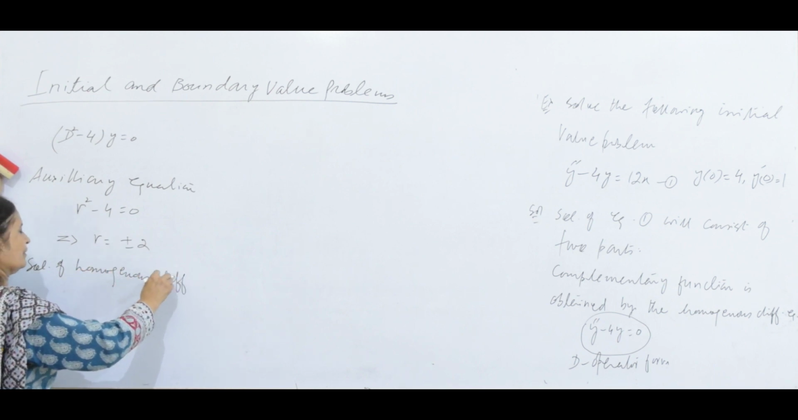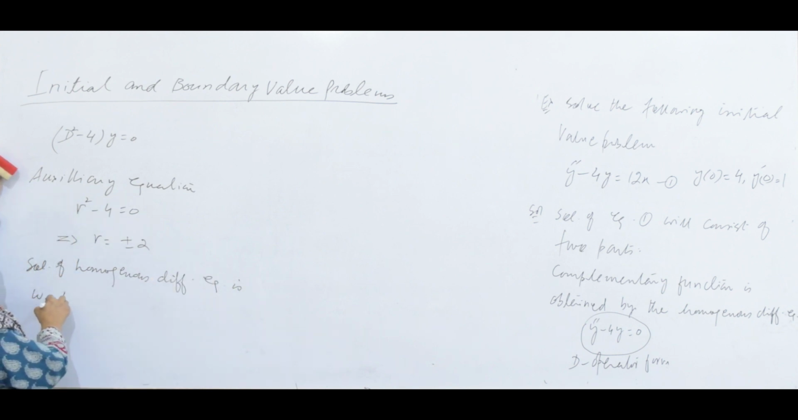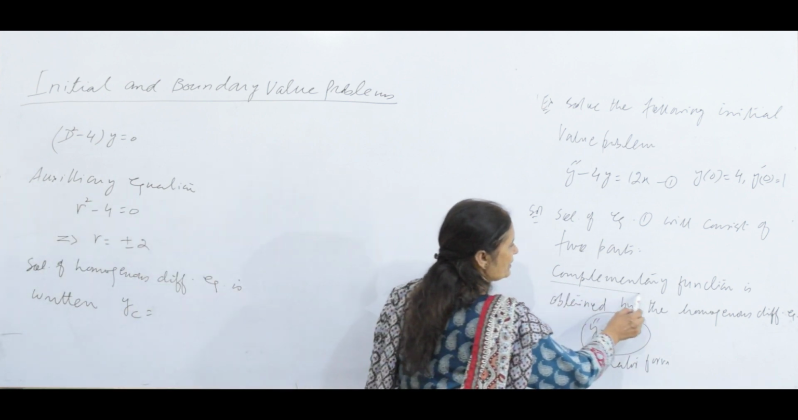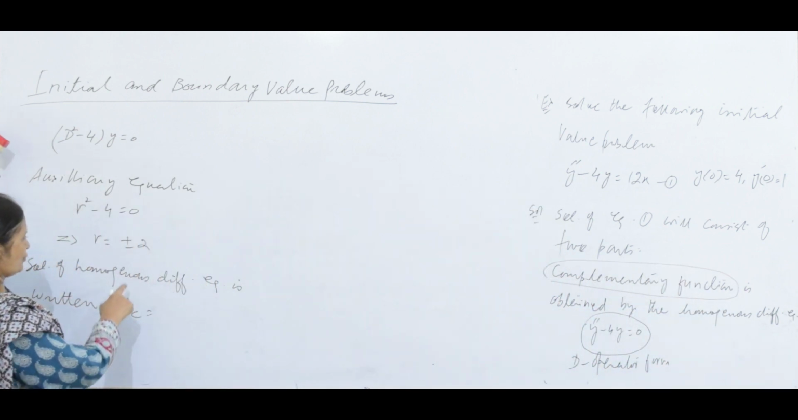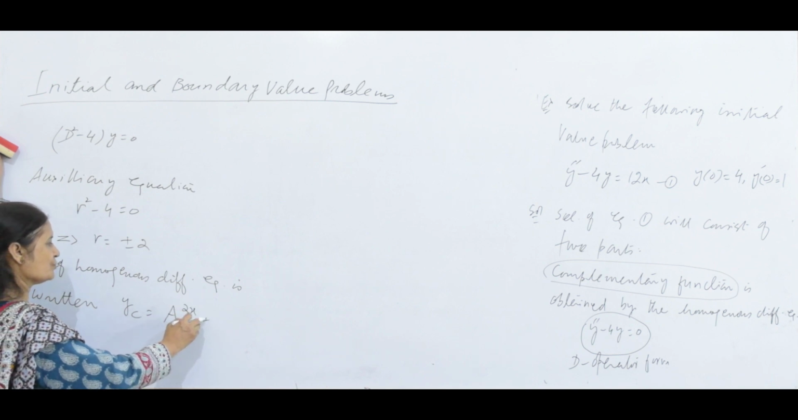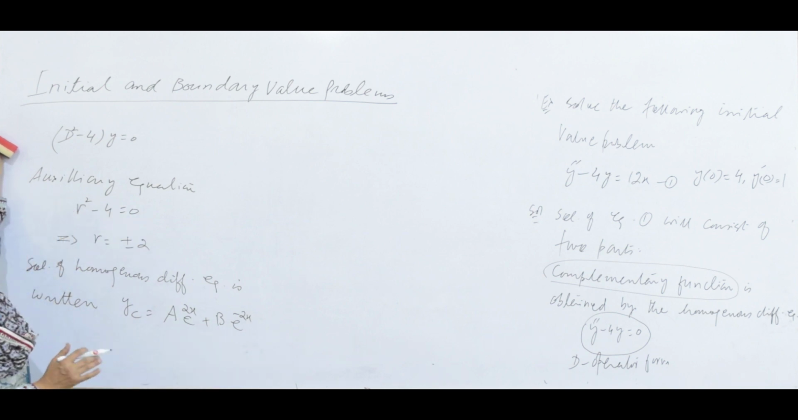is written by C, because I have written here the complementary function. Let me name it yc. So the roots are real distinct, and I am writing the solution A e to the 2x plus B e to the minus 2x. This one part is finished.